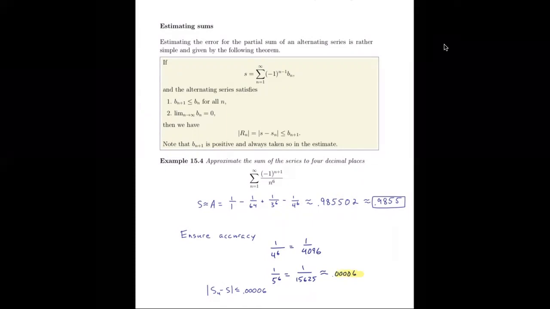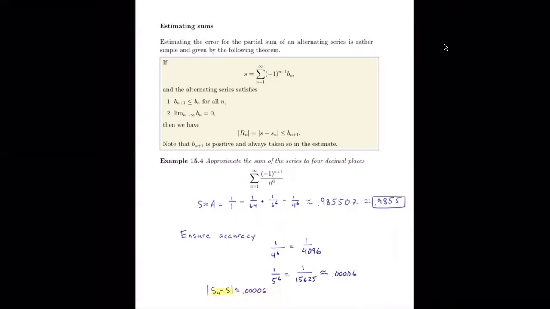Now, why does this error bound work? That's what I'm more interested in. Why is S sub 4 minus S at worst an approximation this large? Well, think about how things are being added up. If we cut this infinite sum off right here, then the next thing we would have added is a positive 1 over 5 to the 6th. After that, we would subtract 1 over 6 to the 6th, and that would be a little bit less than 1 over 5 to the 6th, so it would make this less than that. And then we'd add something even smaller than that.